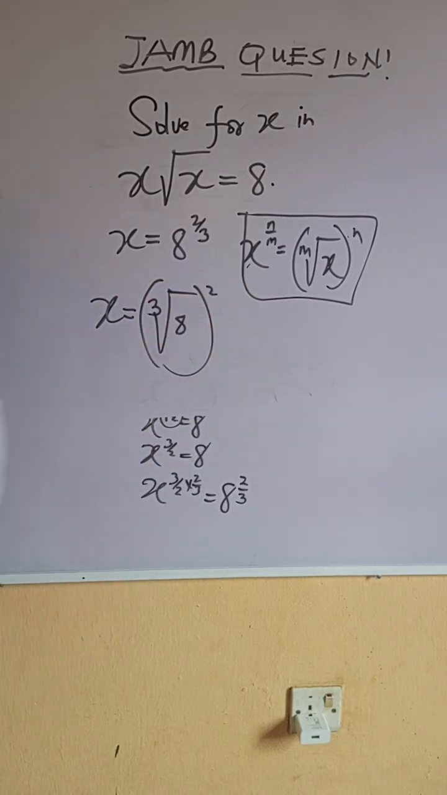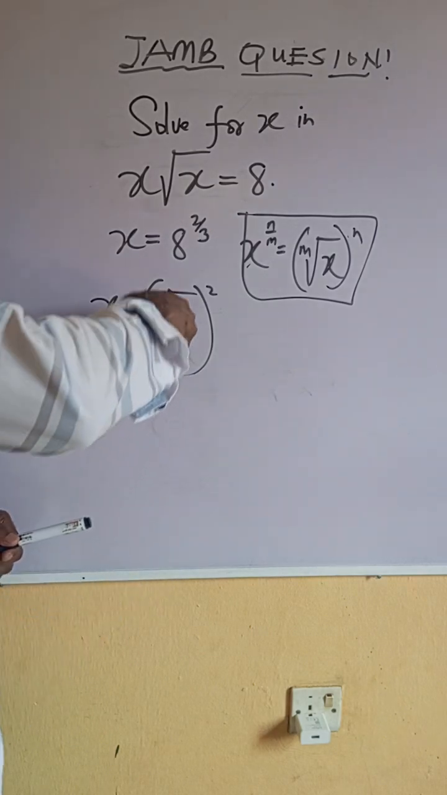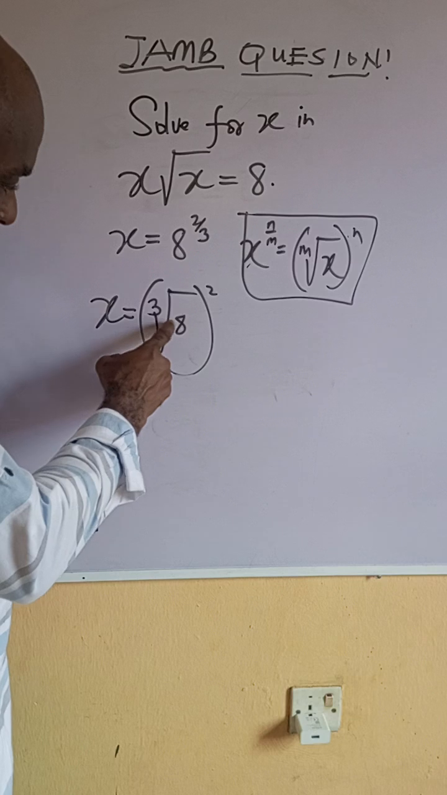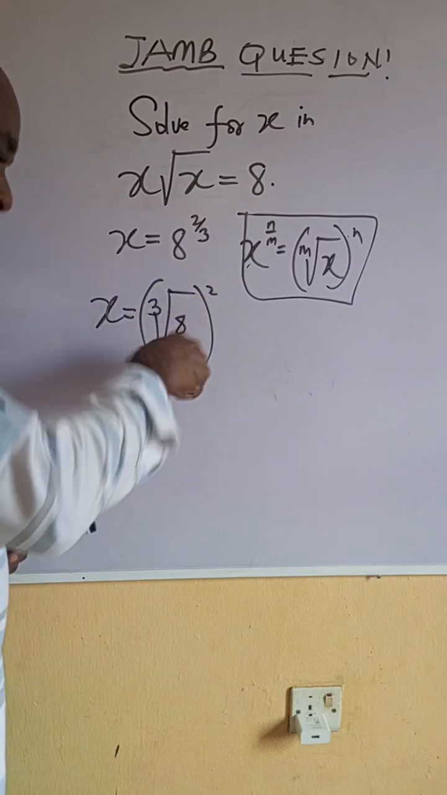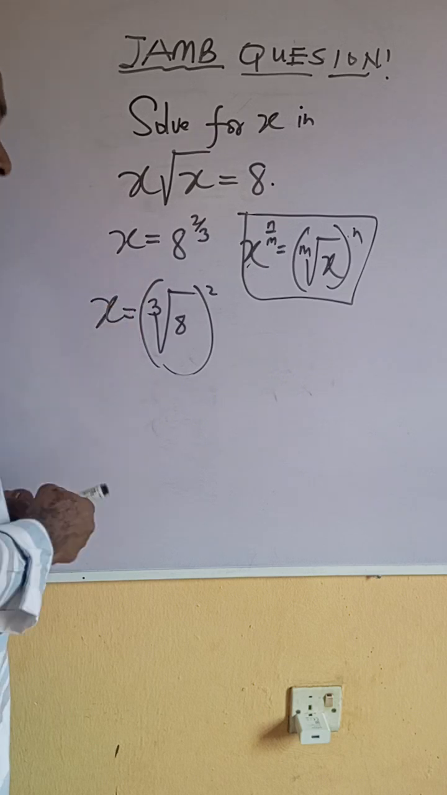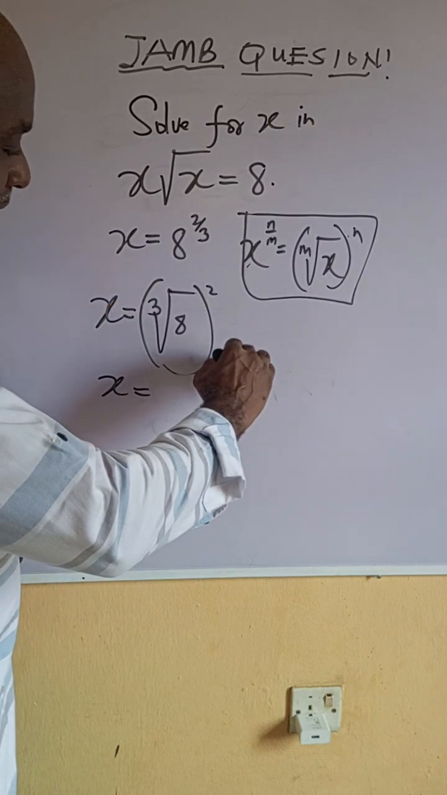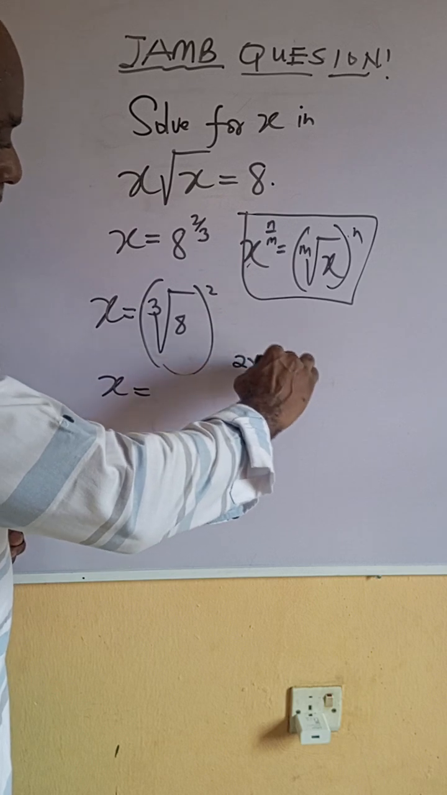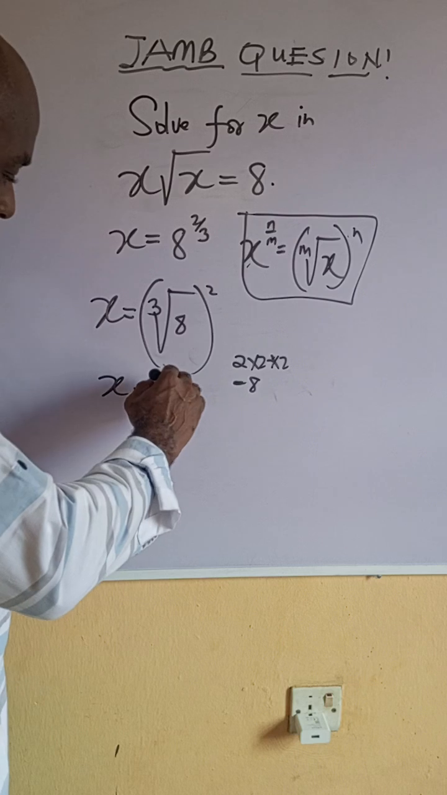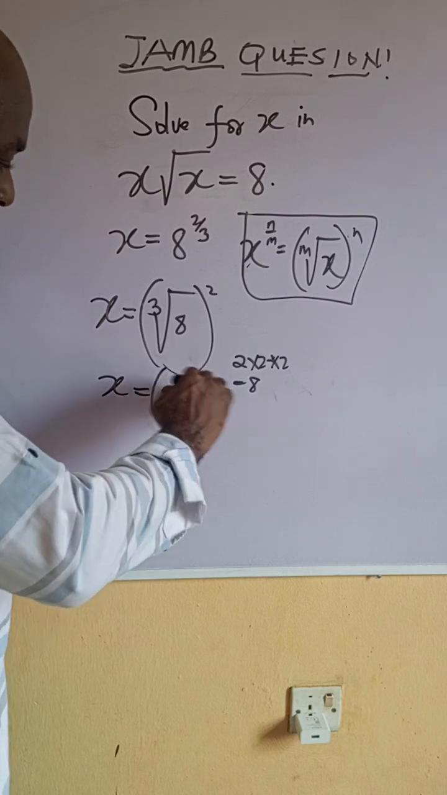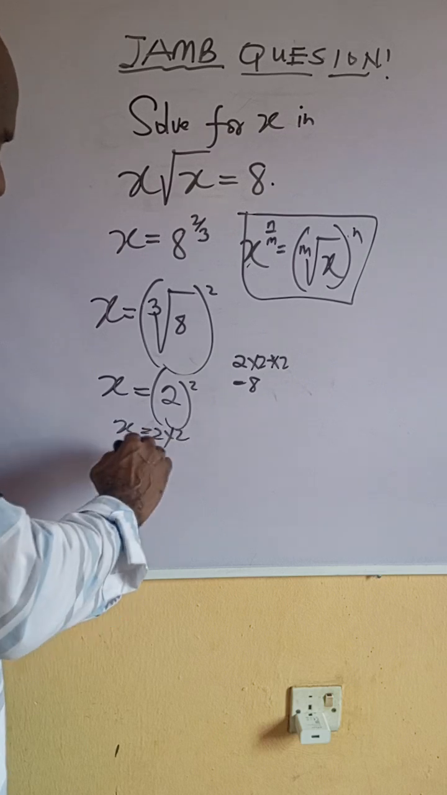Now here we mean a number that will multiply itself 3 times to give us 8. A number under this root sign that will multiply itself 3 times. And that number is 2, because 2 times 2 times 2 is equal to 8. So that number is 2 all squared. So x is equal to 2 multiplied by 2, x is equal to 4.